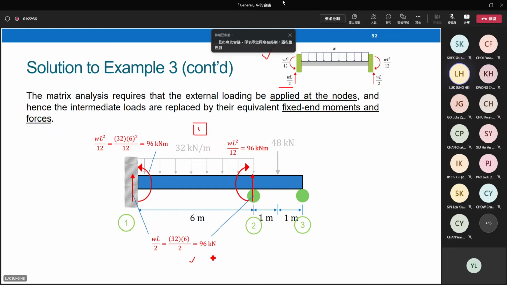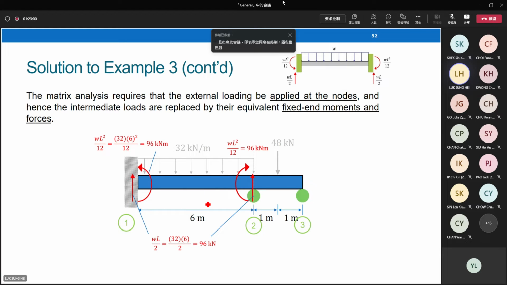The fixed end moment is WL²/12. The value is also equal to 96. Fortunately, same numbers, but they have different units. For force, we use kilonewton. For moment, we use kilonewton meter. Be careful of the unit. With wrong units, you get a totally different answer. So we have the fixed end force.